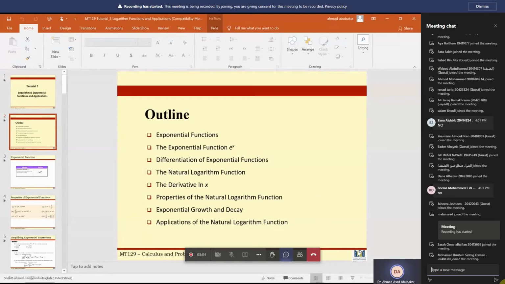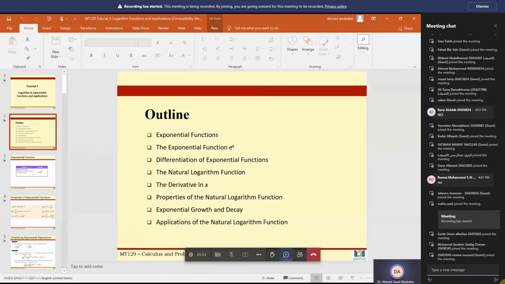Also, we have some properties of the logarithmic function, and how we can find the derivative using ln x for specific functions. Also, we have a very important function, the exponential function, about growth and decay. Also, we can apply this in many applications, for example in our life.